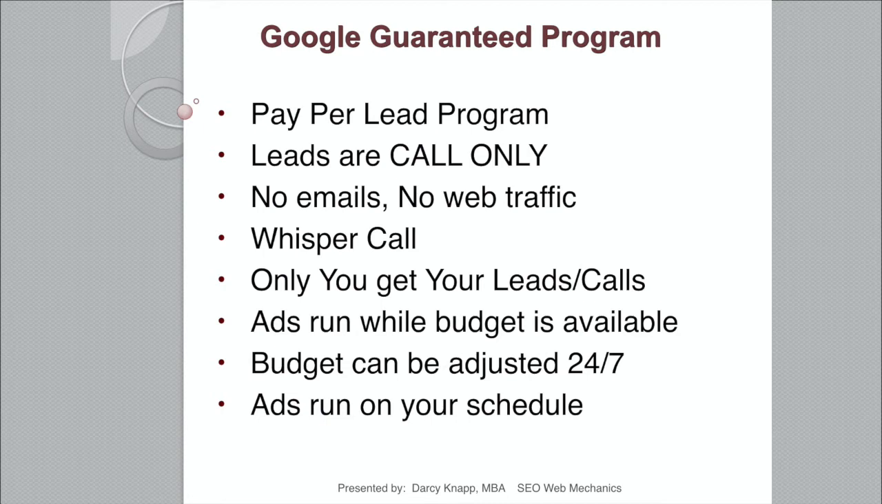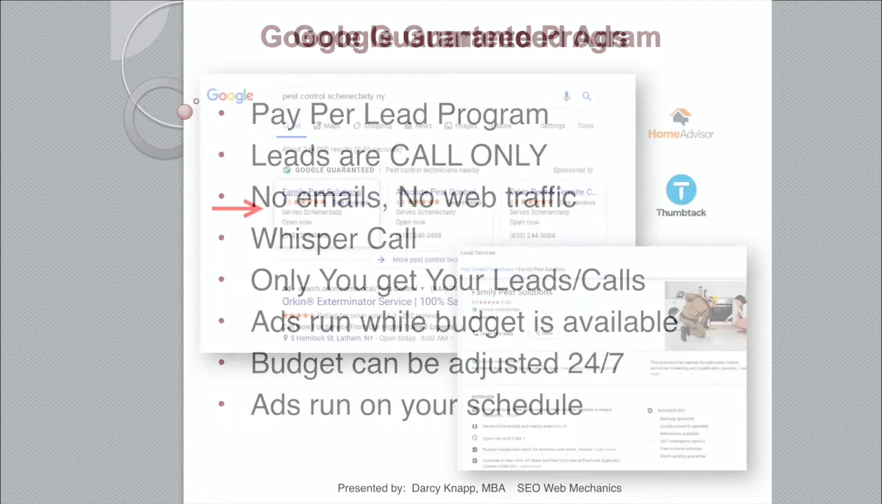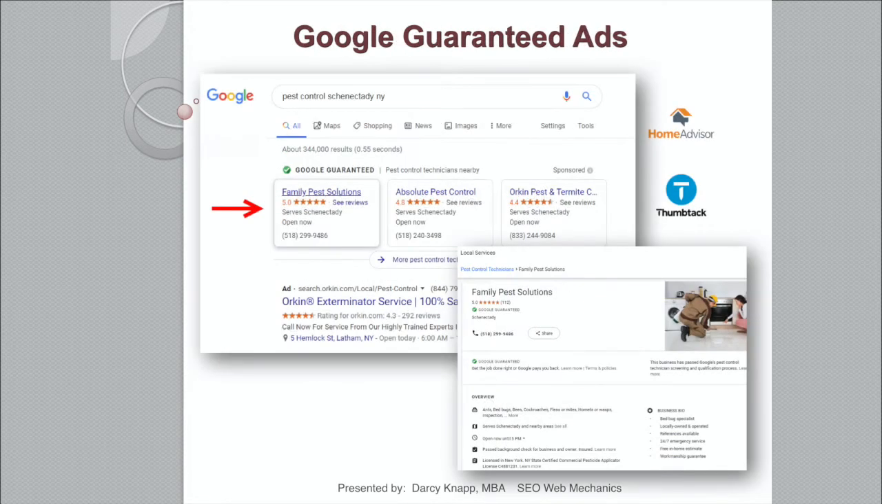Ads can run on a specific budget and on a specific timetable. Ads can run on whatever schedule you determine is most appropriate, days of week, hours of day. You can run 24 hours a day or you can run limited hours. Your Google Guaranteed ads will show on desktop, mobile, and tablet. The ads will link to a landing page. The landing page will link with a call tracking number to your phone. All leads are call-in leads only.